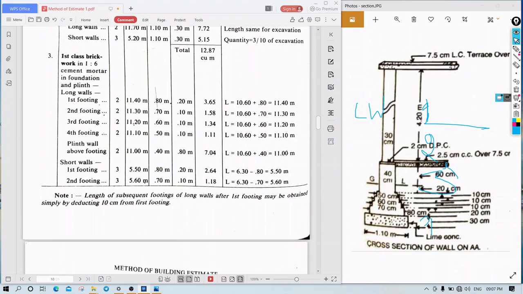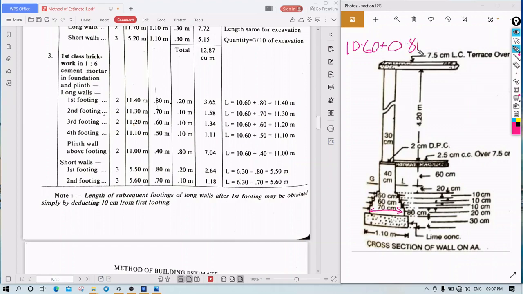See here. Fine. So first footing is there. So what is the number of long walls? Two numbers. So what is the length? So length will change in the brickwork. So what happens? That is 10.60 we know. This is the center to center line length of the long walls. Plus, for first footing you have to consider this, that is 80 centimeter. Okay, so 10.60 plus 0.80, you will get the necessary value, that is 11.40.